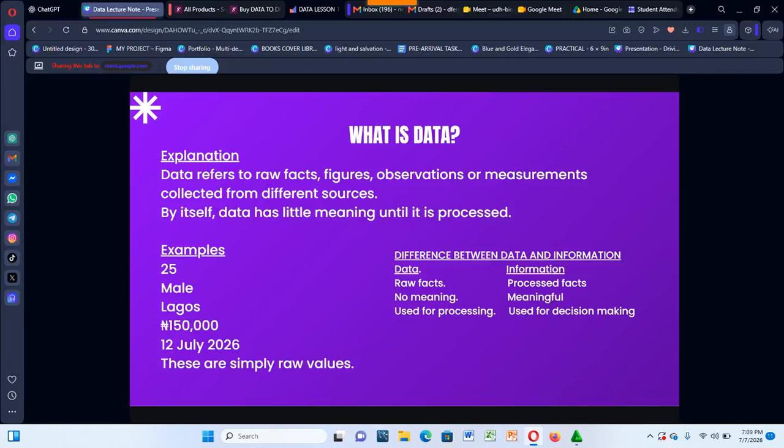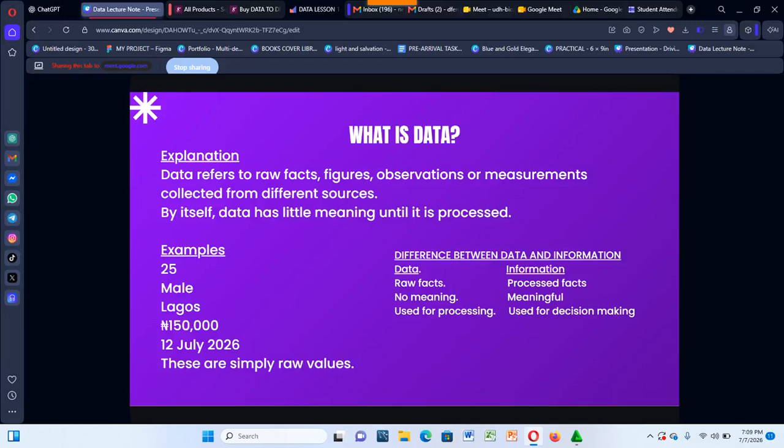Again, just for example, 25, Lagos, 150,000, they are all data. We said there is a difference between data and information. We have data as raw facts, where there is no sense in it. It's until we make sense from that data that it is turned into a processed fact, meaning that it is now making sense to us.